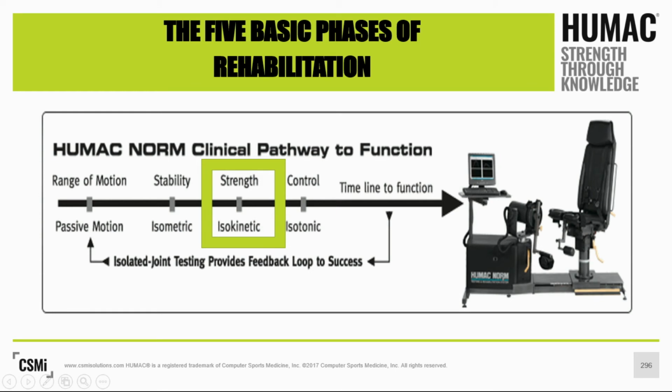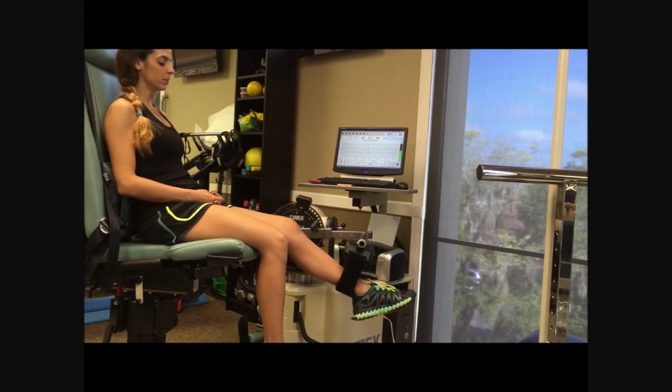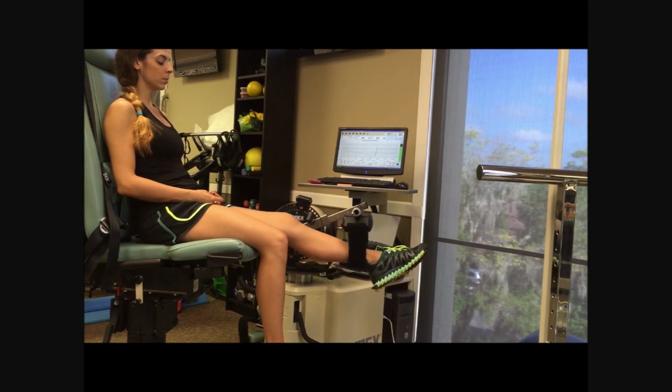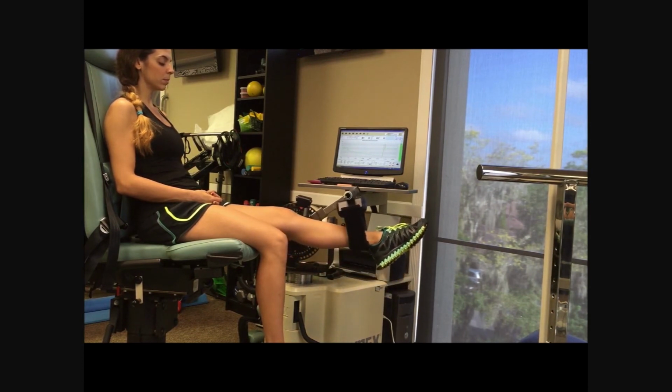So now your patient's progressing, they're doing well, they're able to do light contractions, they're feeling better. Now we can start working on strength and control. And we're going to do this first with isokinetic, and then we'll go into isotonic after that. Now the first type that we're going to perform is a pure isokinetic eccentric unloading.